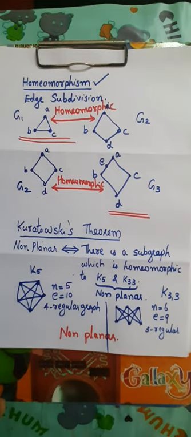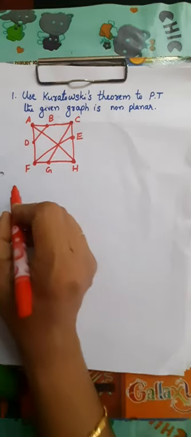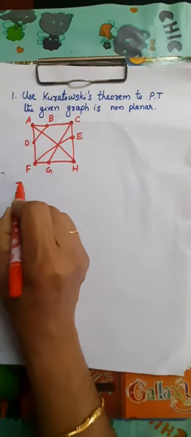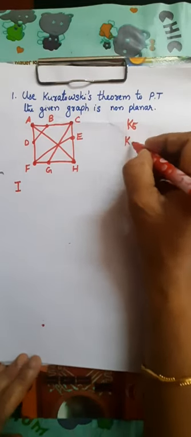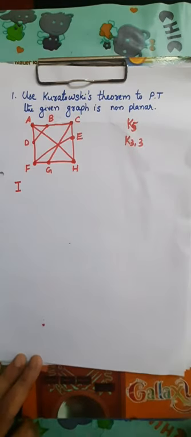Let us do one problem. So the question is, use Kuratowski's theorem to prove that the given graph is non-planar. This is the graph. We have to prove that the graph is non-planar. That means we have to identify K5 or K33 from this graph using two operations. First one, identify a subgraph. Okay, this is step one. Then we have to identify a K5 or K33. K5 means a complete graph with 5 vertices.